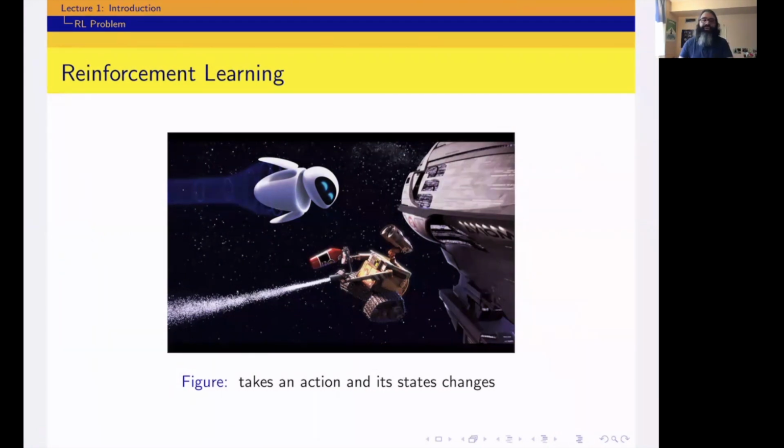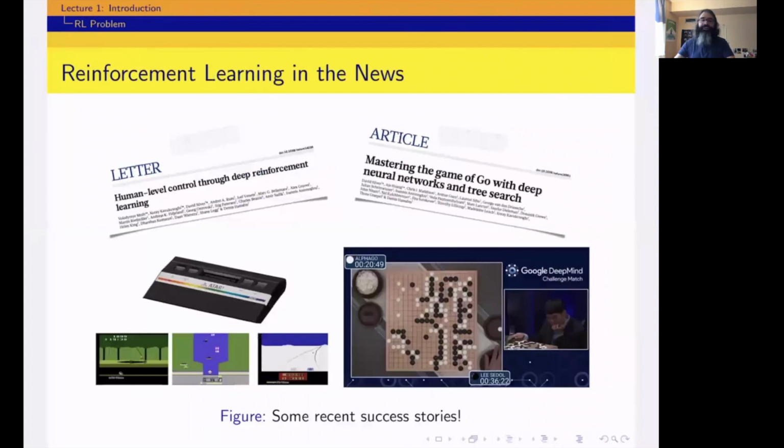And what is the goal? The goal here is to achieve some kind of long-term reward. So I guess the slide should be changed, but the goal is to achieve some kind of long-term reward. So this is reinforcement learning at a very high level and abstract form.